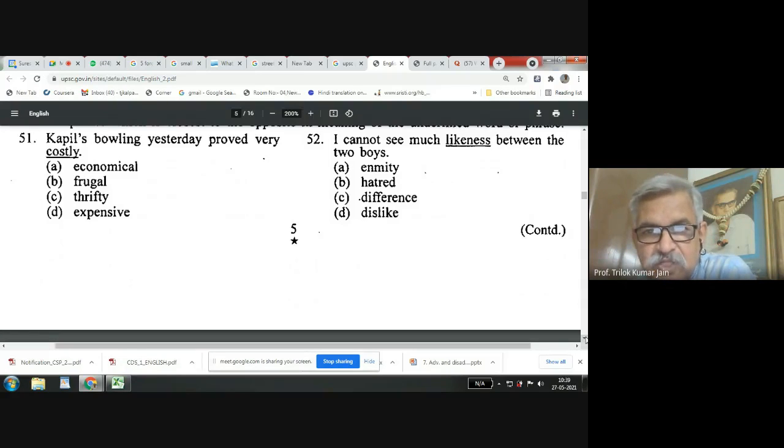I cannot see much likeness between the two boys. So the opposite of likeness is difference. So the answer is C.